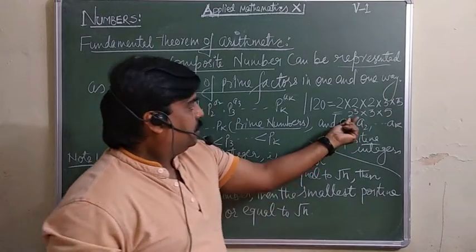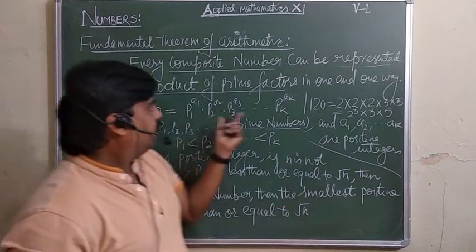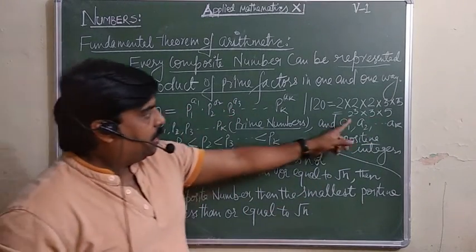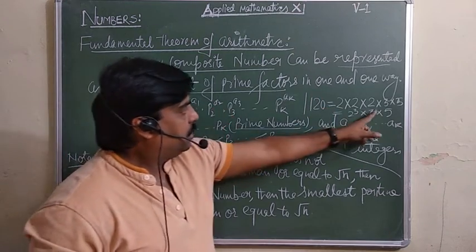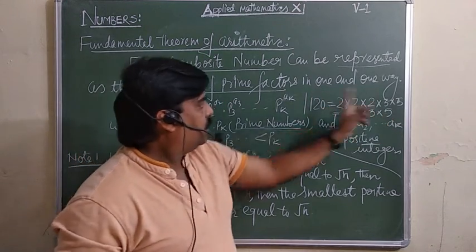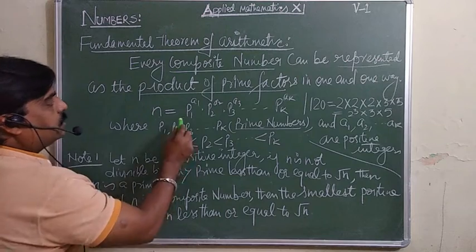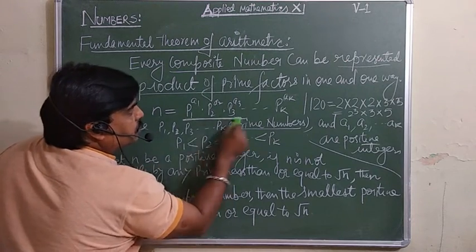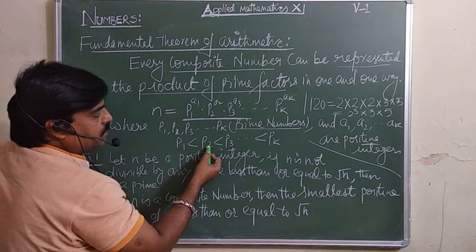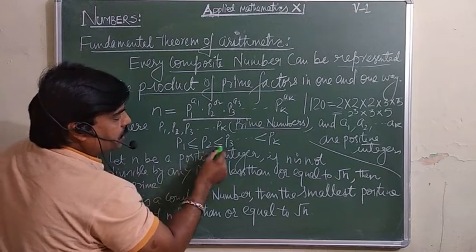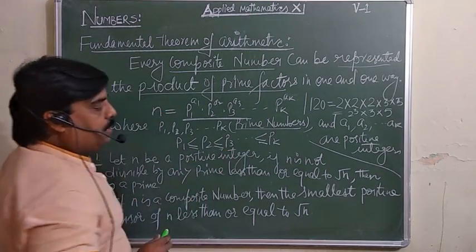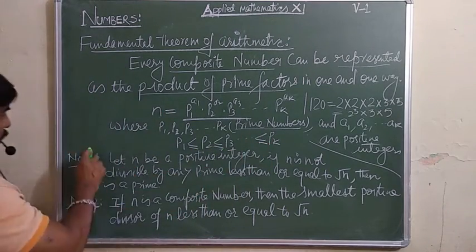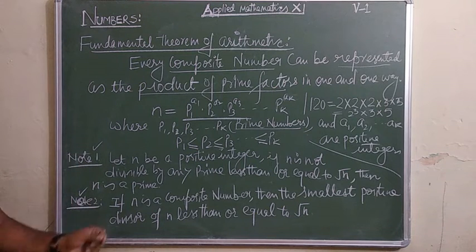So this is A 2, 3, 5. These are the P1, P2, P3 you can say, and this is 3. That is A1. Here one is A2 and one is A3. But these prime numbers will be P1 is less than or maybe equal to P2, is less than or equal to P3, is less than or equal to Pk. These are the two most important points here.